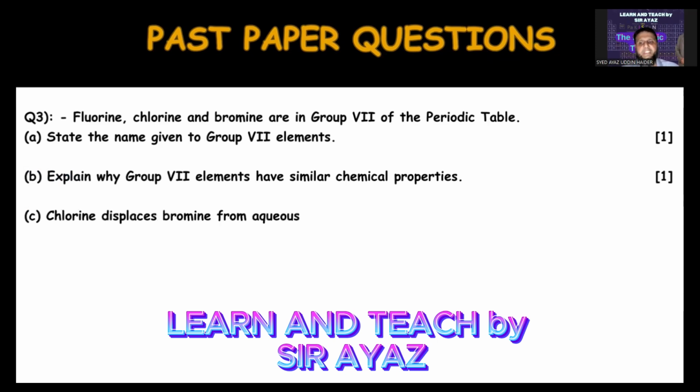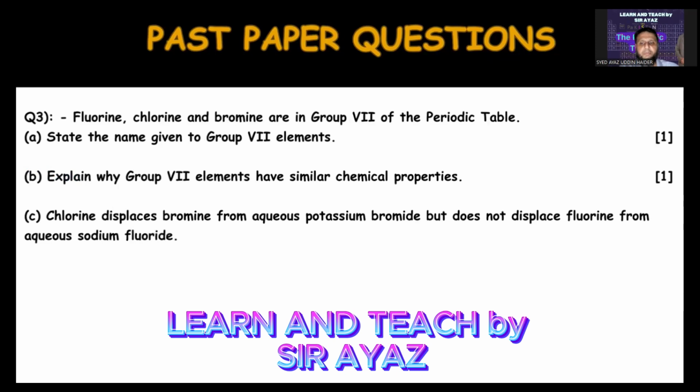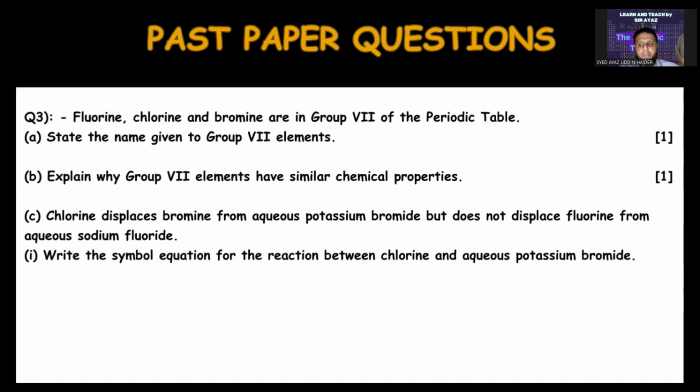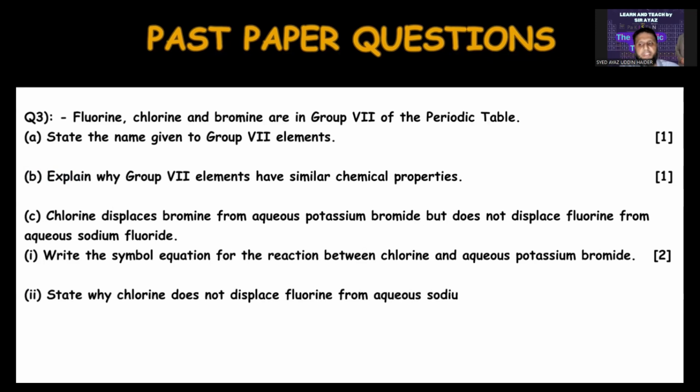Part C, chlorine displaces bromine from aqueous potassium bromide, but does not displace fluorine from aqueous sodium fluoride. Part 1, write the symbol equation for the reaction between chlorine and aqueous potassium bromide. This is of 2 marks. Part 2, state why chlorine does not displace fluorine from aqueous sodium fluoride.